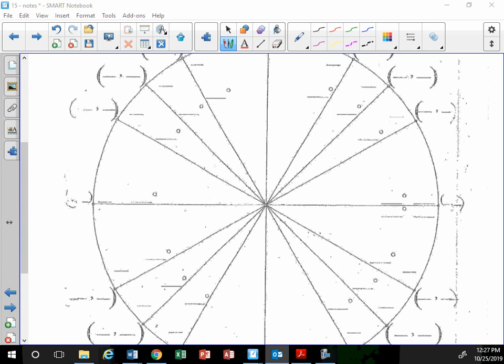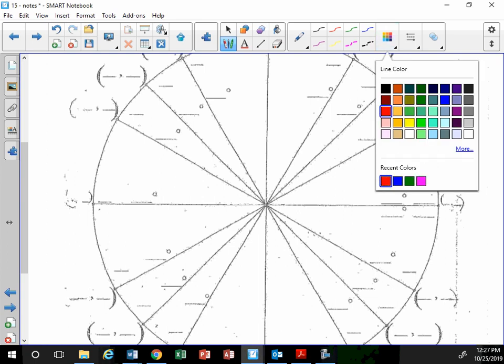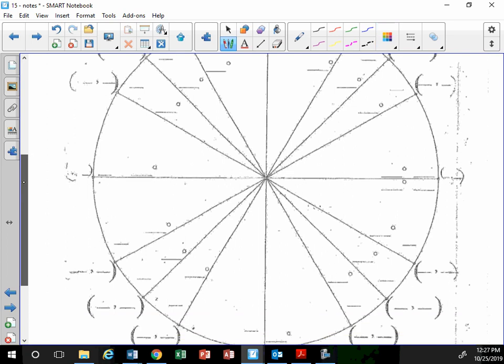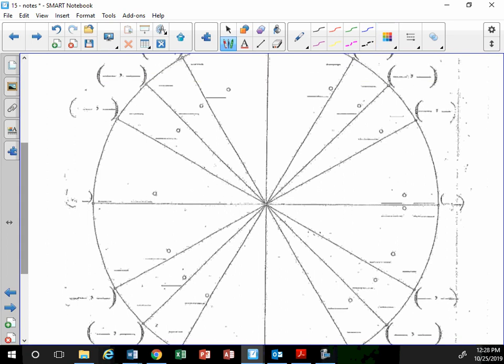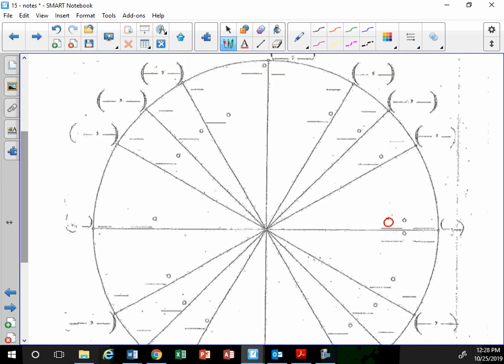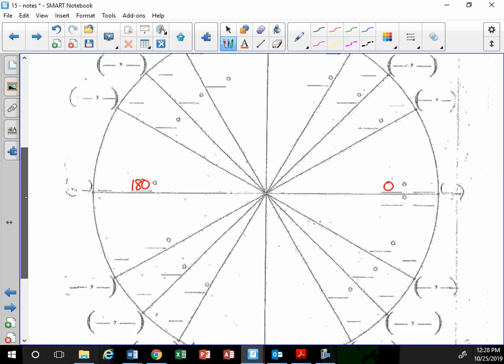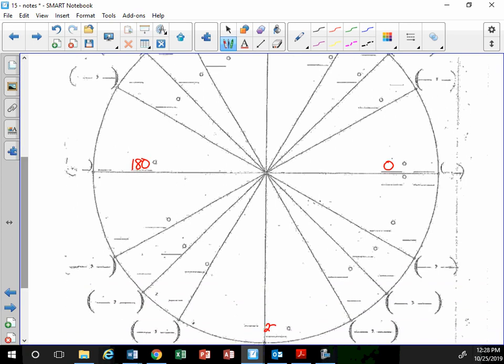All right, guys, I'm going to start in red and do my quadrantal angles. Let's go ahead and do all the degrees first, and then we'll come back and do all the radians, okay? So I know 0 degrees is over here. What's up at the top? 90. On the left? 180. Down at the bottom? 270. And all the way back around? 360. Okay.